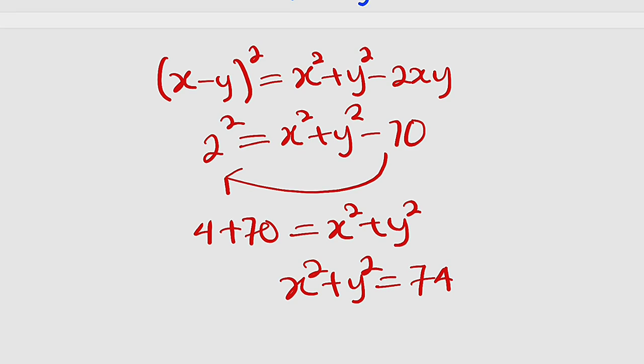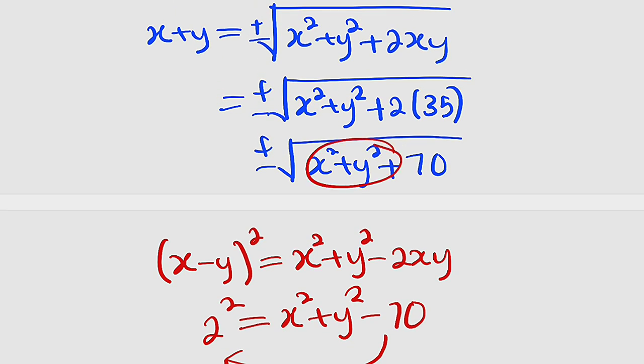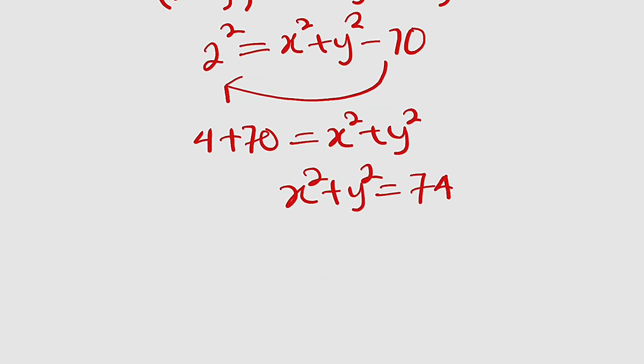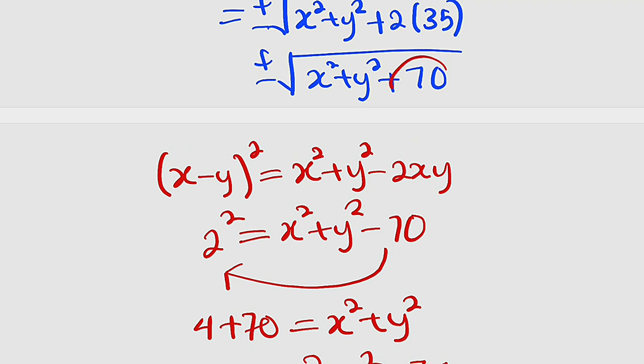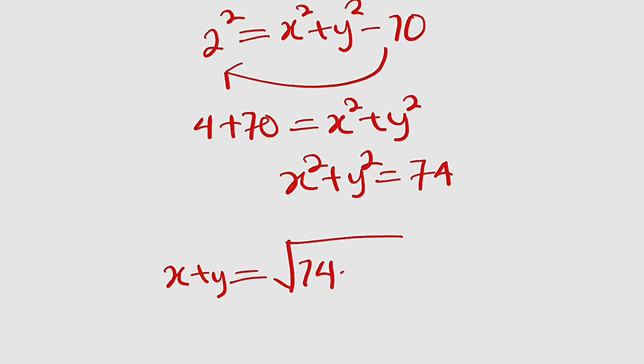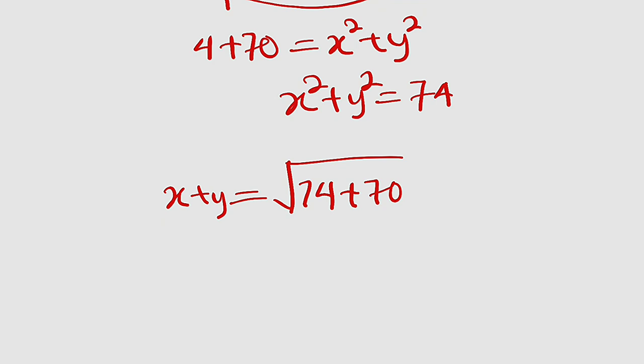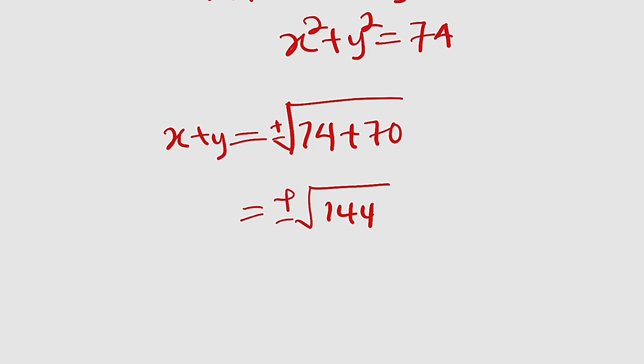All right, so all you have to do is to plug this 74 back here to find the value of x plus y. Remember, we don't need to find x and y. Therefore, x plus y is equal to the square root of x squared plus y squared, which is 74, and already we have 70 there. So you add them together: 74 plus 70 is 144. Remember, we have plus or minus here. So this is plus or minus square root of 144. Square root of 144 is 12. So x plus y is plus or minus 12.